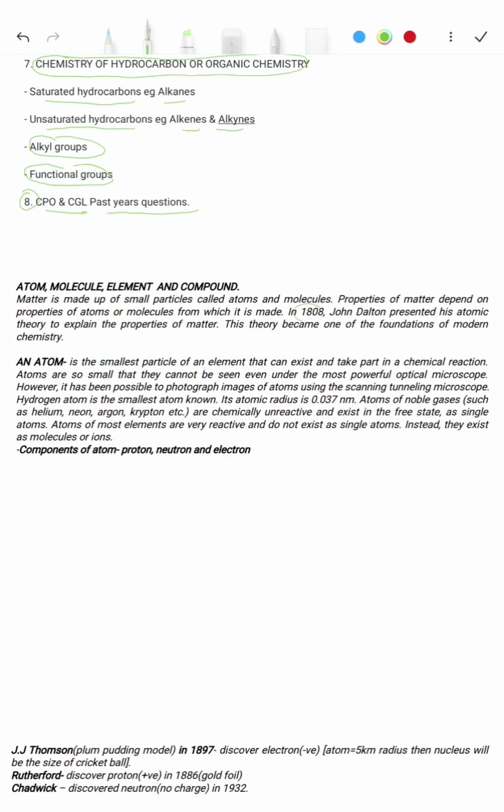In 1808, John Dalton presented his atomic theory to explain the properties of matter. This theory became one of the foundations of modern chemistry. An atom is the smallest particle of an element that can exist and take part in a chemical reaction. And very important here, the hydrogen atom is the smallest atom known. As you all are aware about SSC questions, they usually ask the exceptional ones, the biggest, smallest, and so on.